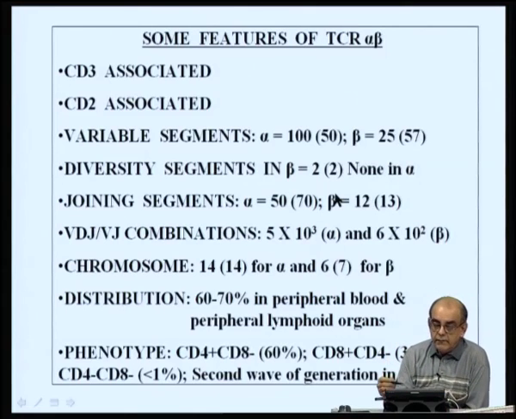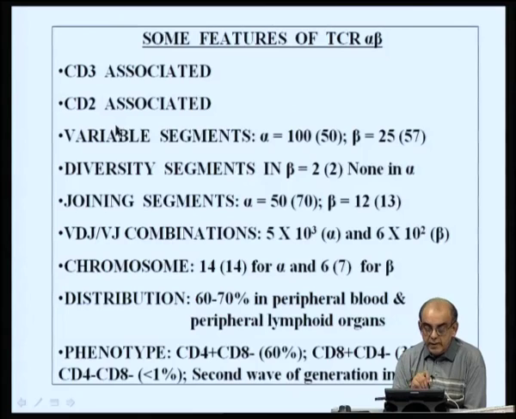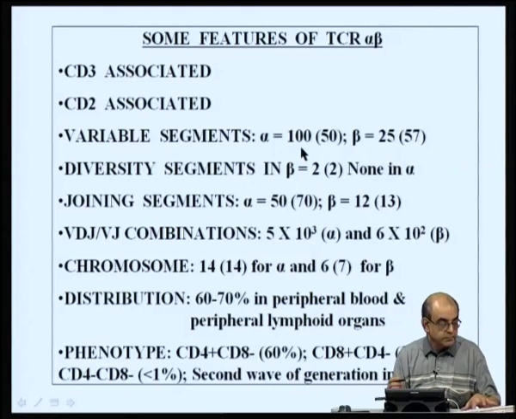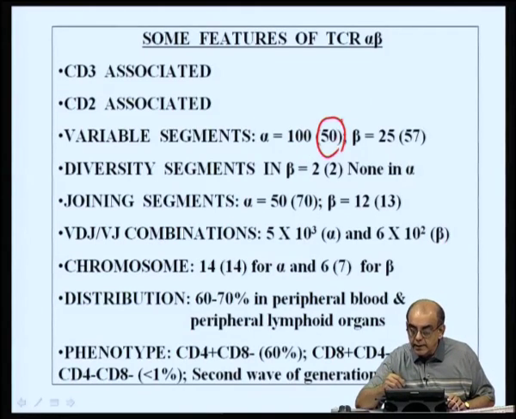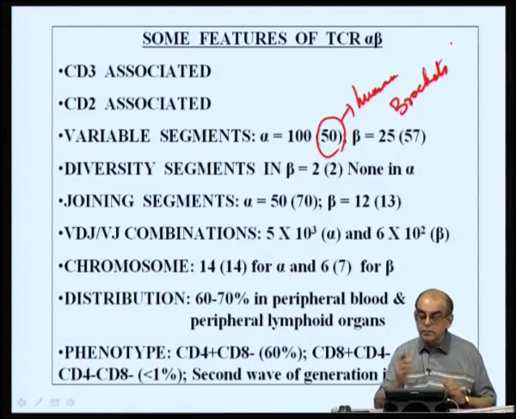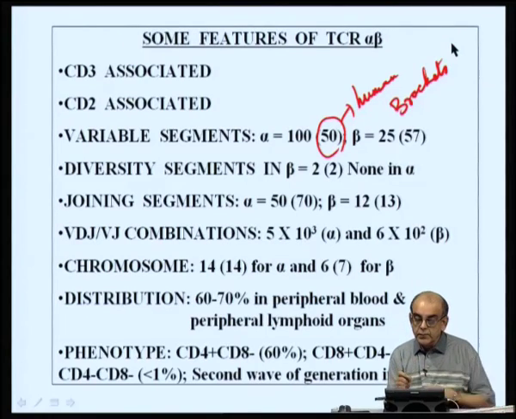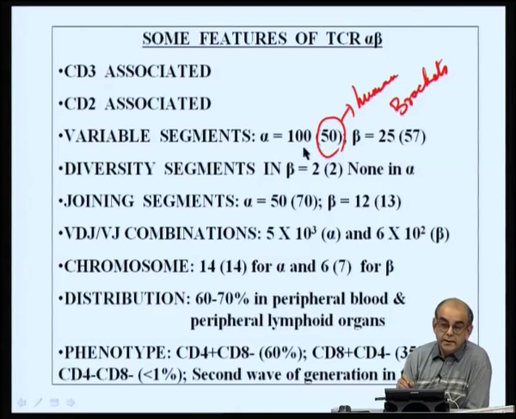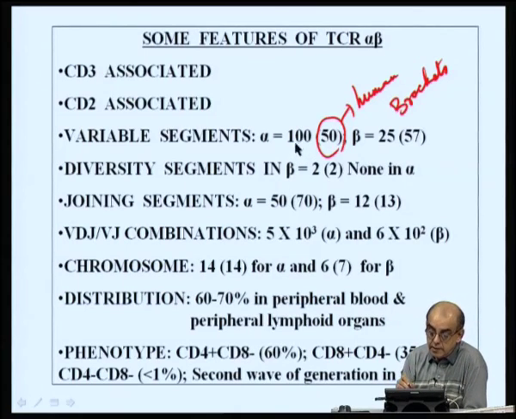Both the alpha beta as well as the gamma delta T cell receptors are CD3 associated and CD2 associated. They vary in the number of variable segments. The alpha in the mouse, and whatever is found in brackets is for the humans, so brackets are giving you the numbers in humans. This is 100 for the humans, and in the immunoglobulin genes the variable segments are much more than 100. For the beta chain genes it is 25 for the mouse and more in the case of humans.